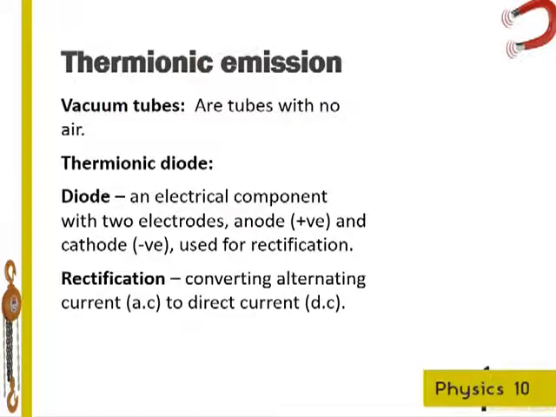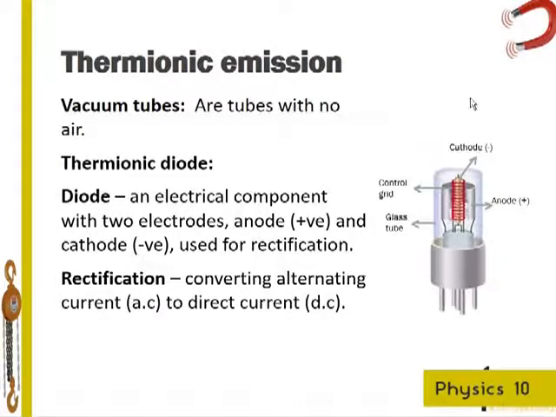These are used for what's called rectification. So what is rectification? Well, rectification is the conversion of what's called an alternating current, an AC current, into a direct current, a DC current. So here on the right, we have a vacuum tube, or to be more specific, a thermionic diode. And here you can see in the diagram, it consists of a glass tube which encases a cathode, which is the negative electrode, and an anode, which is the positive electrode.